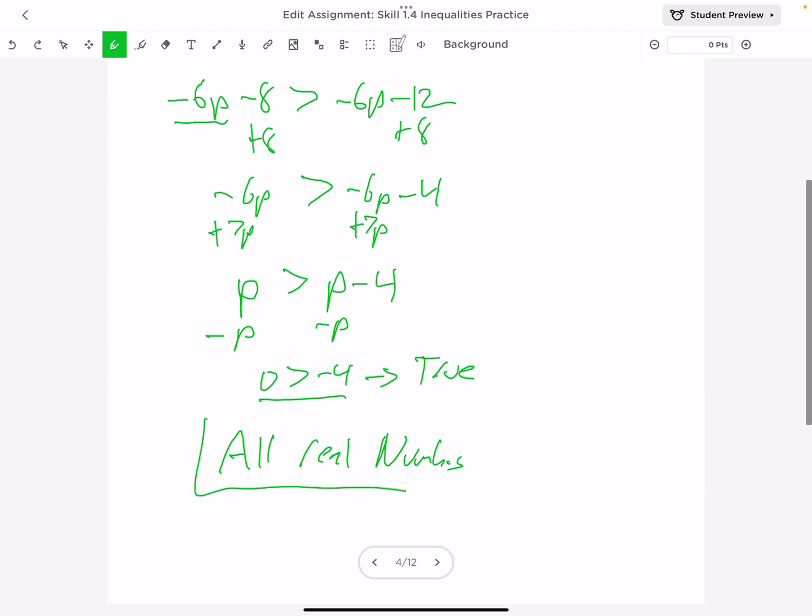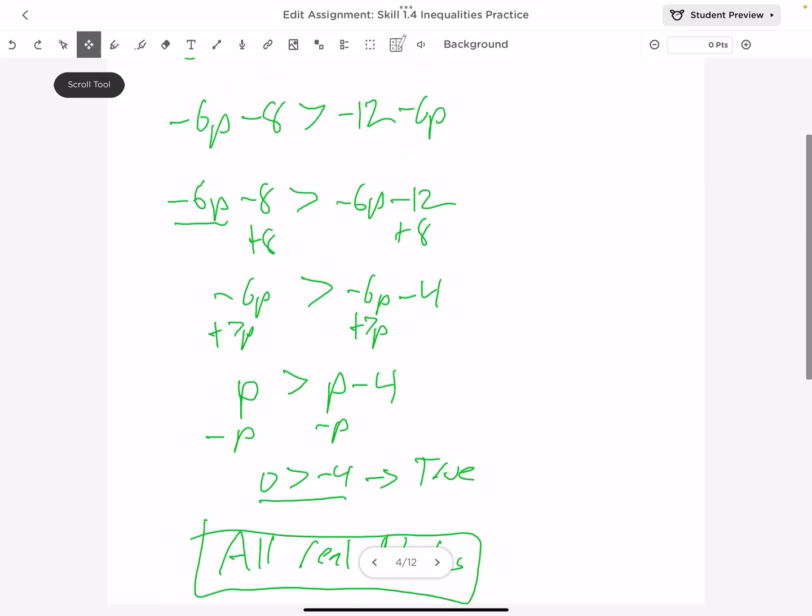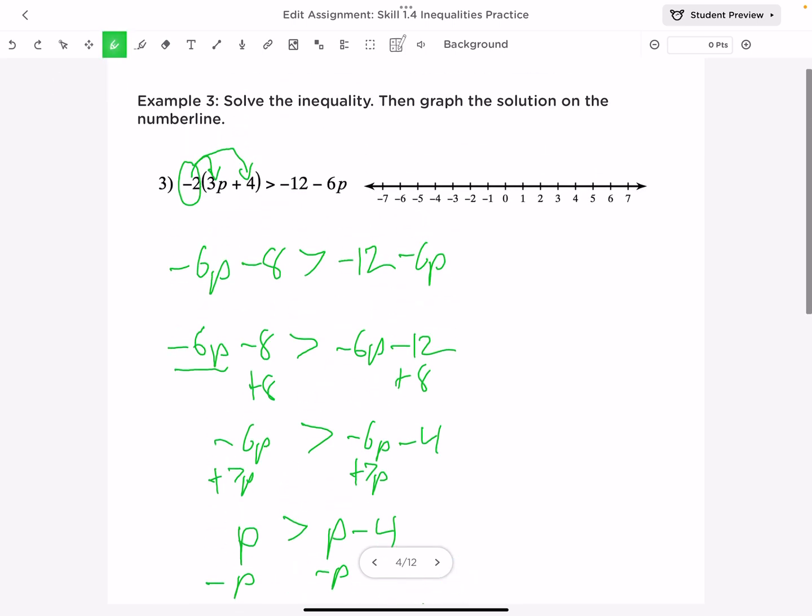In this case, for every number I plug into p, this is going to be true. Where basically, if I plug in any number into p, it's always going to be bigger than itself minus 4. And then when I graph all real numbers, I just draw an arrow going on both sides because that shows it's all my numbers right here on the number line.